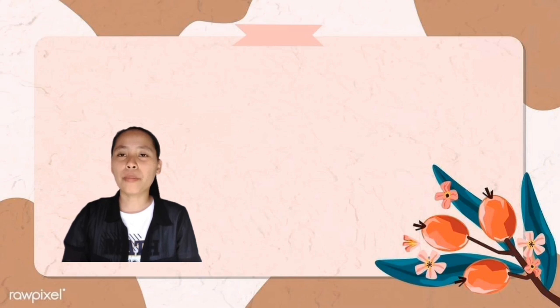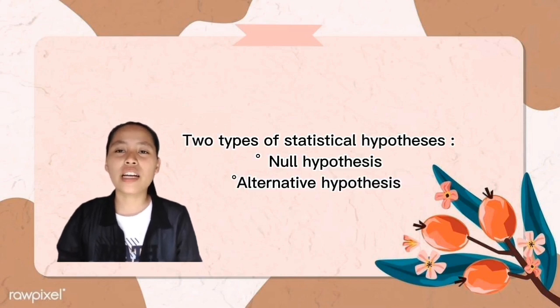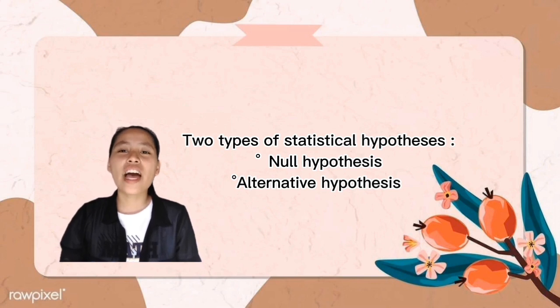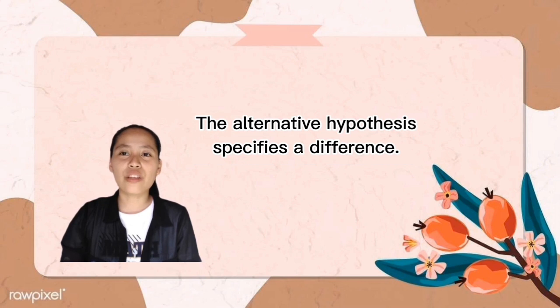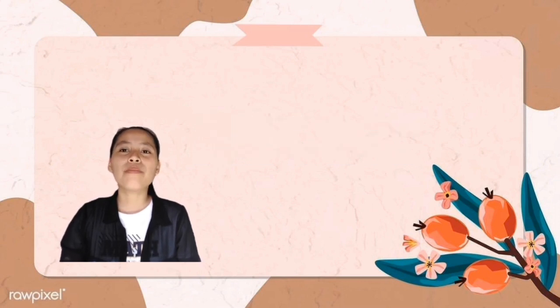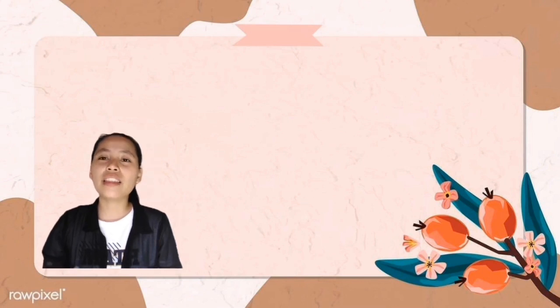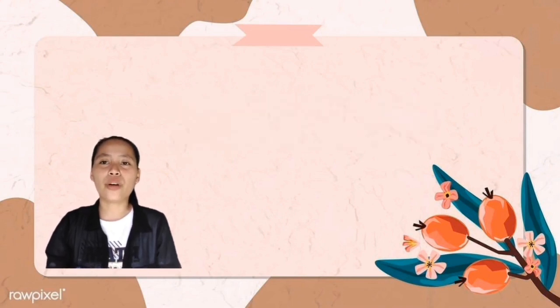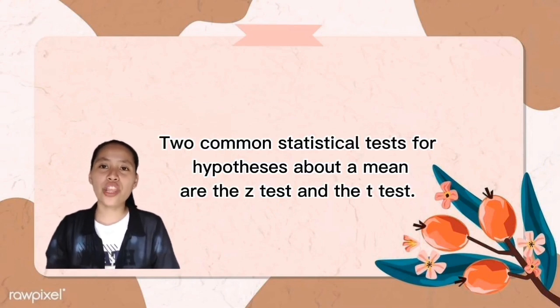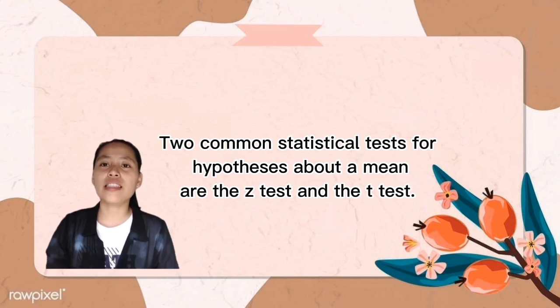This chapter introduces the basic concepts of hypothesis testing. A statistical hypothesis is a conjecture about a population. There are two types of statistical hypotheses, the null hypothesis and the alternative hypothesis. The null hypothesis states that there is no difference, and the alternative hypothesis specifies a difference. To test the null hypothesis, researchers use a statistical test. Any test value is computed using: test value equals observed value minus expected value, divided by the standard error. Two common statistical tests for hypotheses about a mean are the z-test and the t-test.